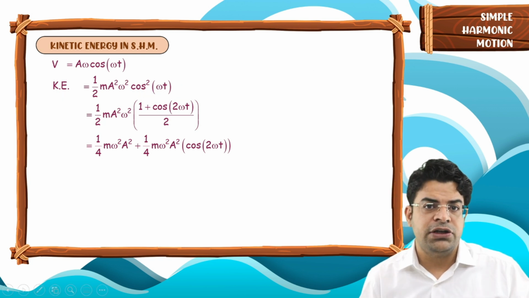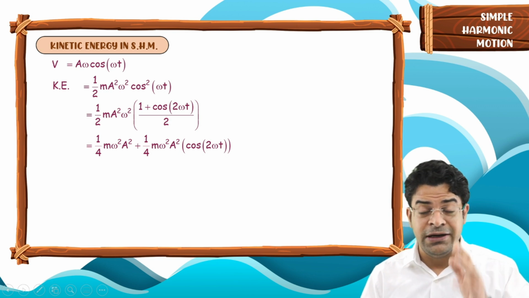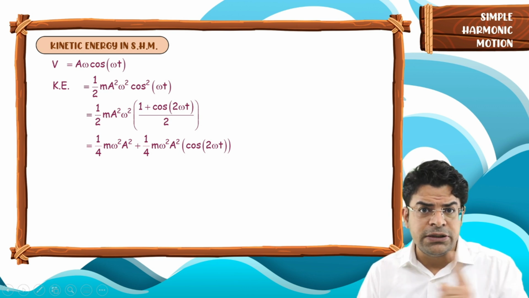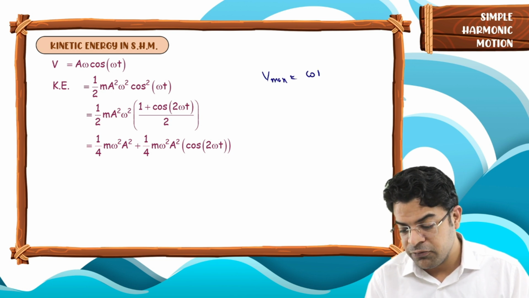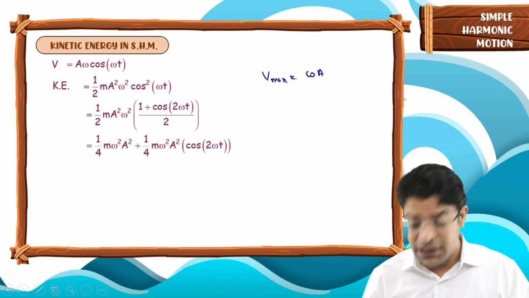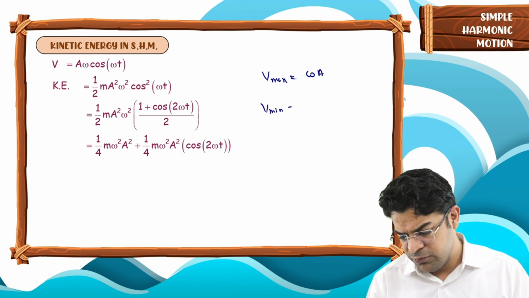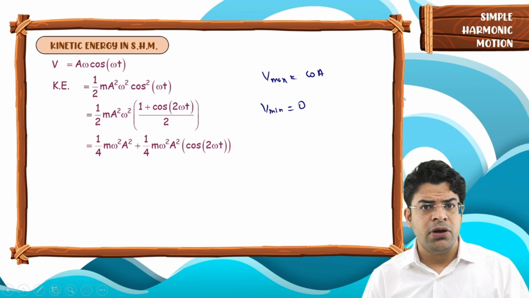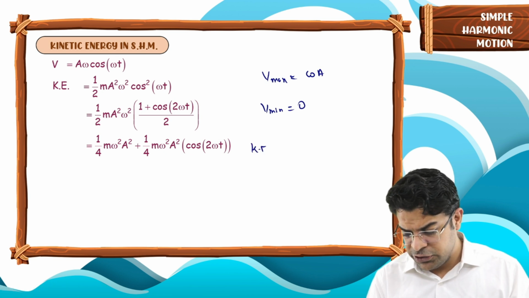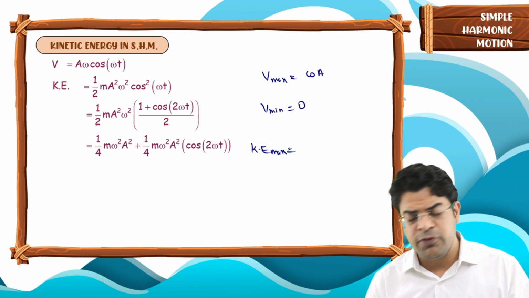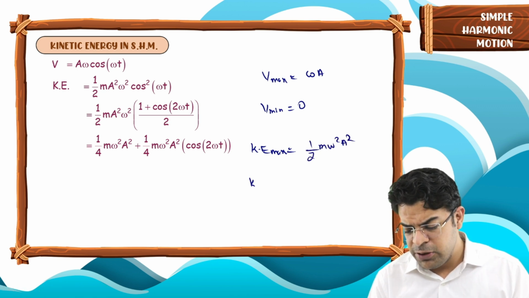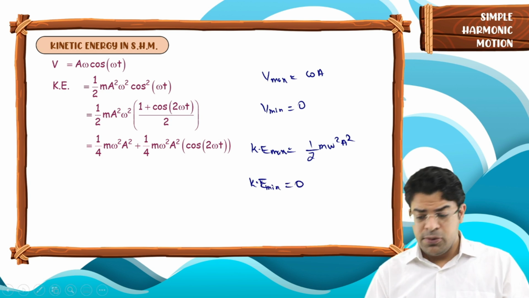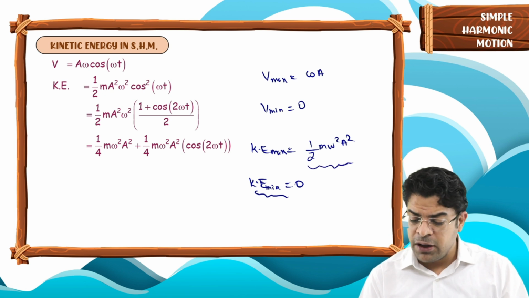When I answered this question first time in life, I answered it this way. For a particle performing SHM, the maximum speed is equal to omega a, at the mean position. The minimum speed is 0, at the extreme position. So the maximum kinetic energy of a particle performing SHM will be when the speed is maximum. So that will be half m omega square a square, and the minimum possible kinetic energy of a particle performing SHM has to be 0. If minimum is 0, maximum is half m omega square a square.